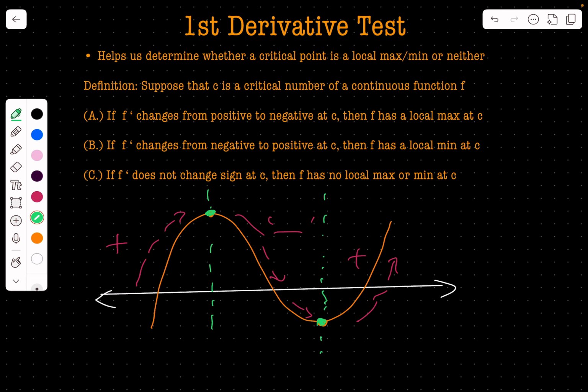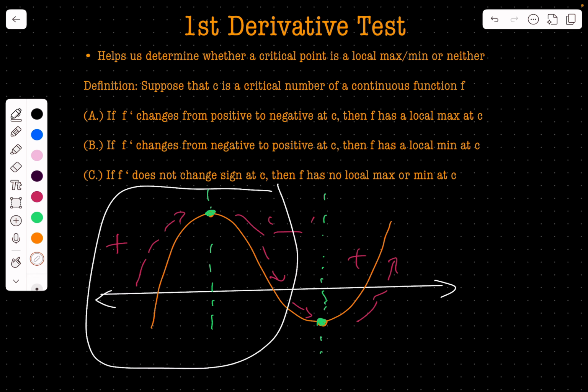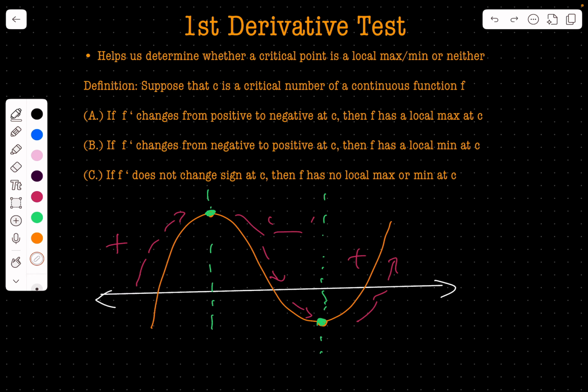So it says if f prime changes from positive to negative at c, then f has a local max at c. And this guy right here does that. It goes from positive to negative at c. So this is a local max. This next time, it goes down, down, down, then up, and it's saying if f prime changes from negative to positive at c, then f has a local min. And would you look at that? This guy really is our local min. That's all it's helping us do.